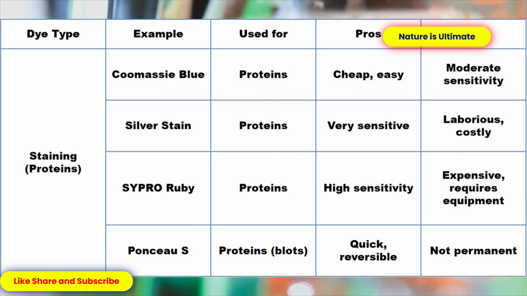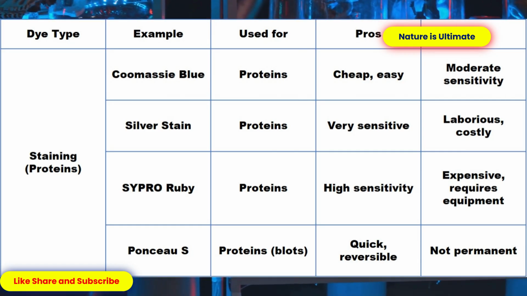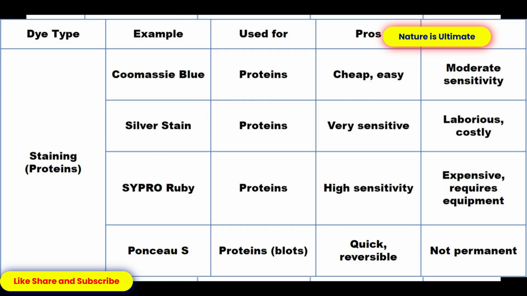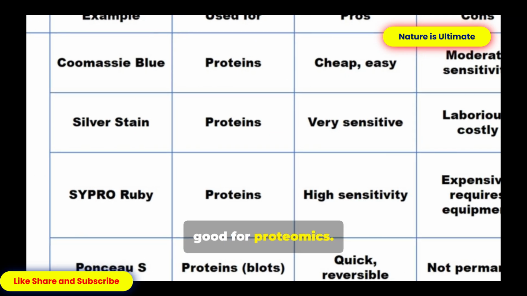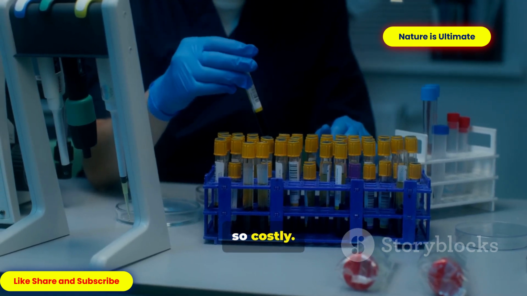Next is fluorescent dyes. SYPRO Ruby, Deep Purple. Principle: it binds proteins and fluoresces under UV or laser scanners. Pros: it has high sensitivity, wide dynamic range, good for proteomics. Cons: requires fluorescence detection equipment, so costly.